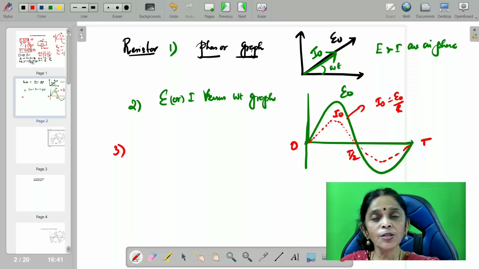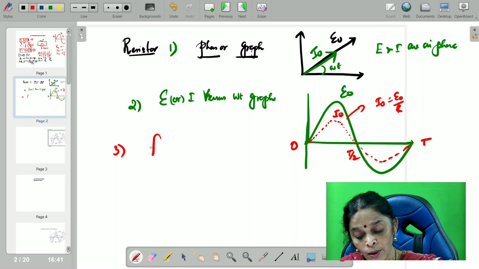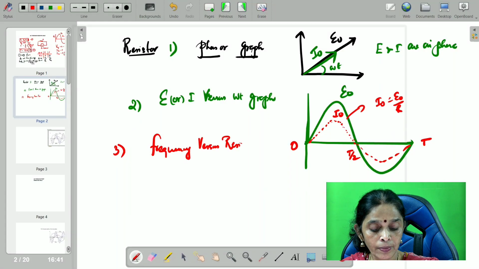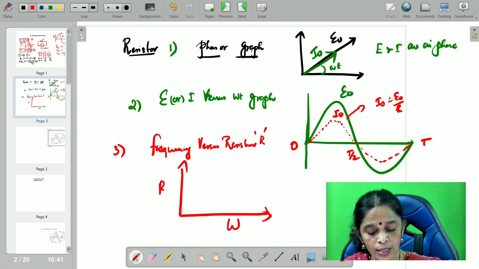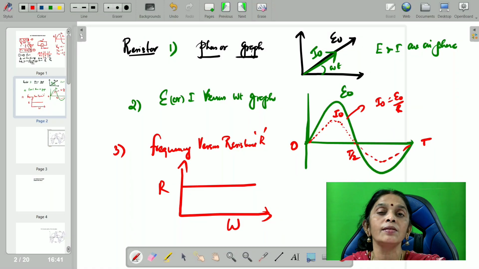Now, how does the frequency vary with the resistance? In that resistance, there is no dependence on frequency. So therefore, frequency versus resistance graph. When frequency increases, the resistance value is not at all dependent upon the frequency; it remains constant. So these are the three graphs, very, very important.